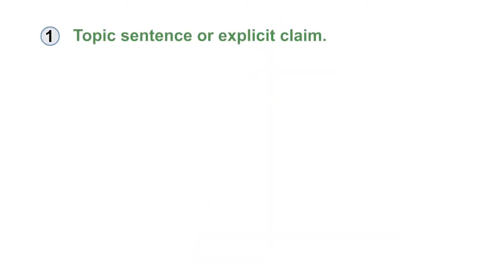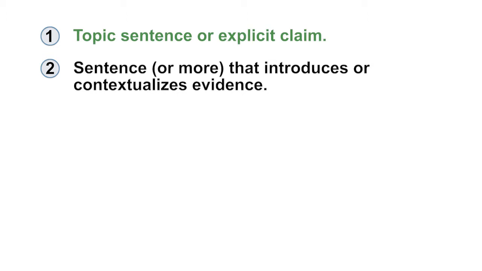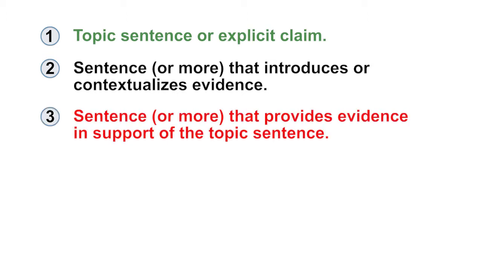This is important, so I'm going to repeat it in sentence form. Sentence 1 in green represents the topic sentence or claim that the paragraph will prove. Sentence 2 in black sets up or introduces the evidence. Sentence 3 in red provides the evidence supporting the claim.